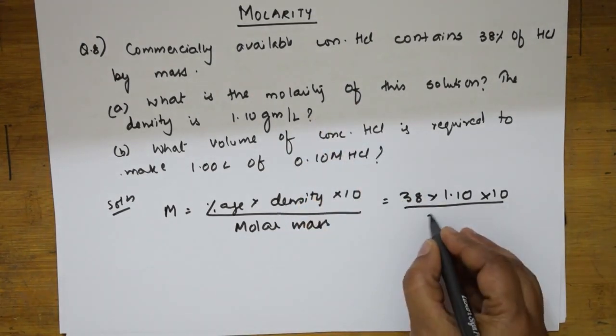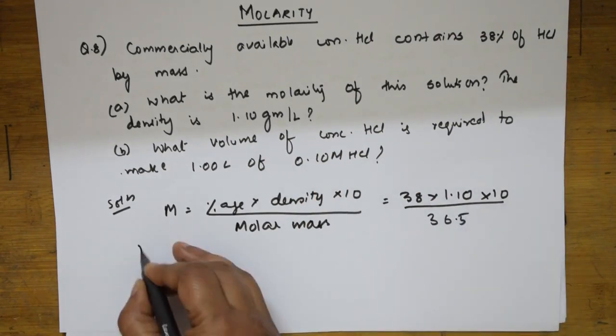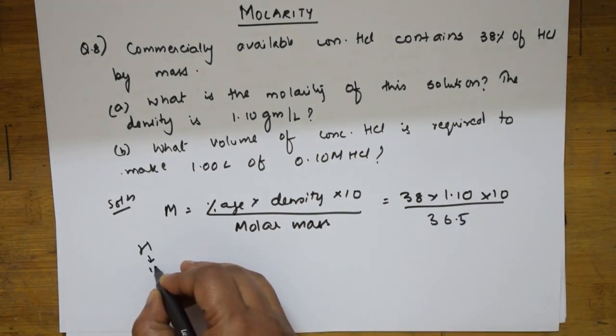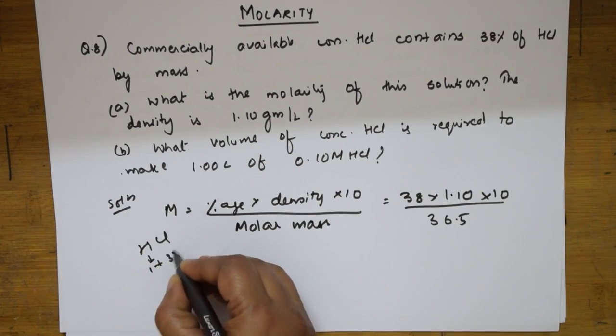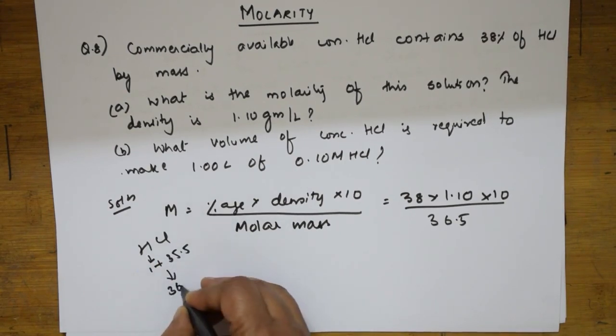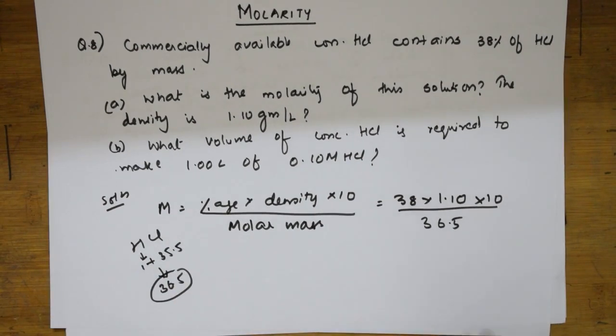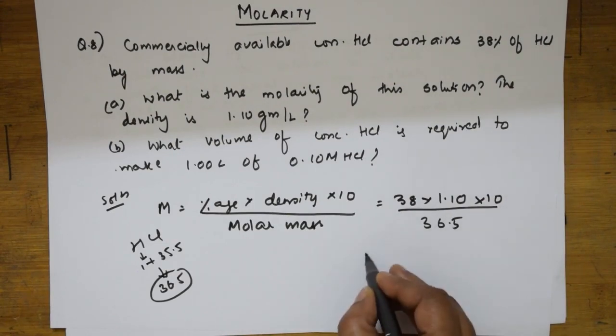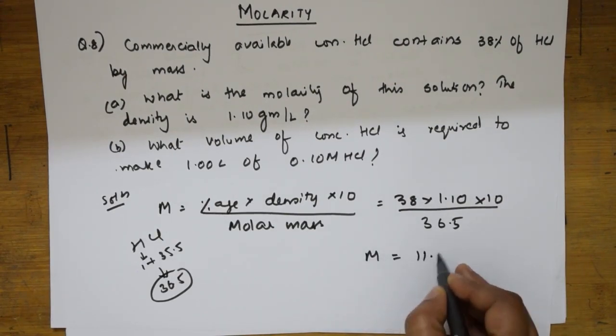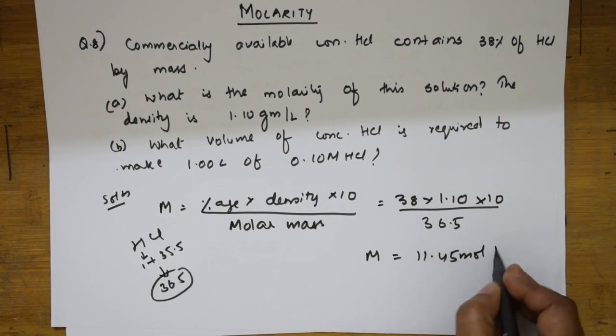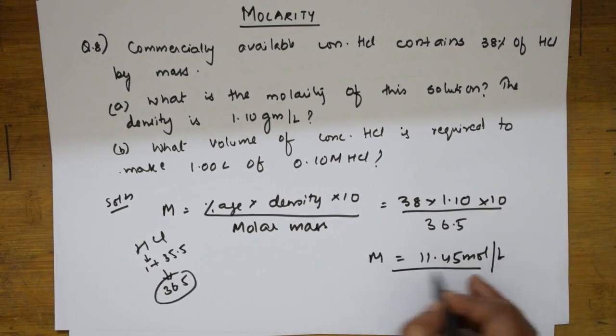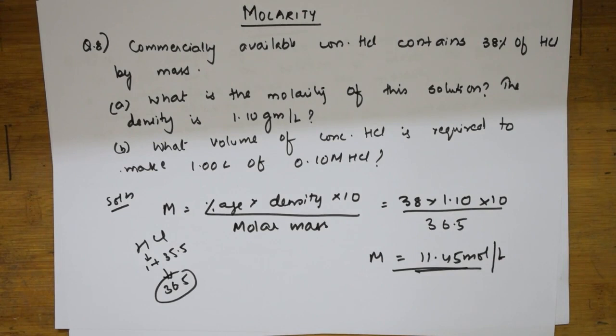HCl is nothing but 36.5. How did I get this? Hydrogen is 1 plus chlorine is 35.5. So this comes to 36.5. I have got this. So how much is the answer? When you divide this, you get molarity equal to 11.45 mole per liter. This is over, isn't it? Okay, now done. Now I need to find the volume.